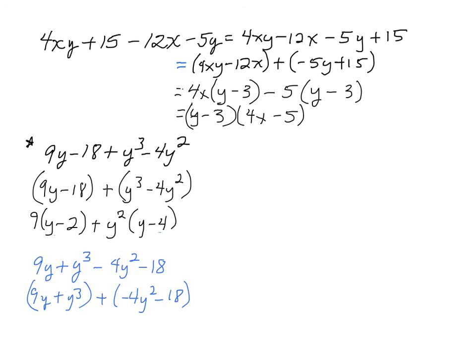Let's see, can we factor out a y, and it gives us 9 plus y squared. What can we factor out over here? If we factor out a 2 or negative 2, that's going to leave us 2y squared plus 9. Well, that's not the same thing. Well, let's see if we can rearrange it a different kind of way.